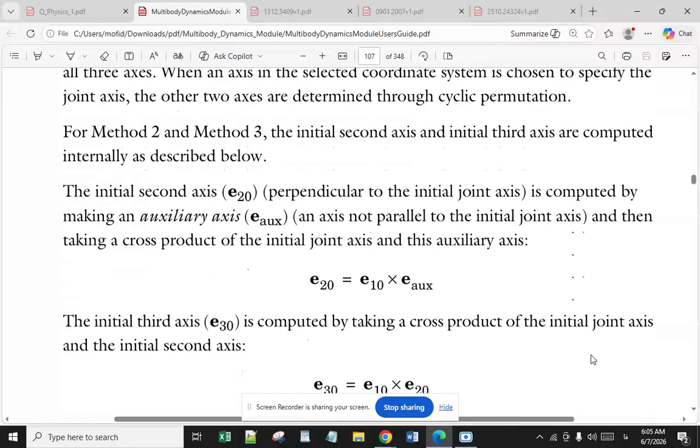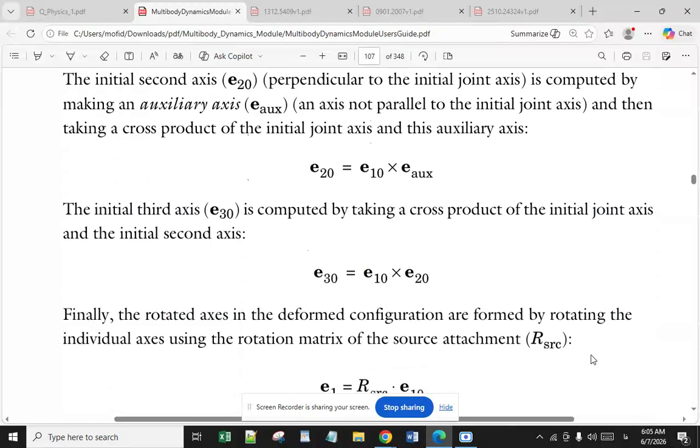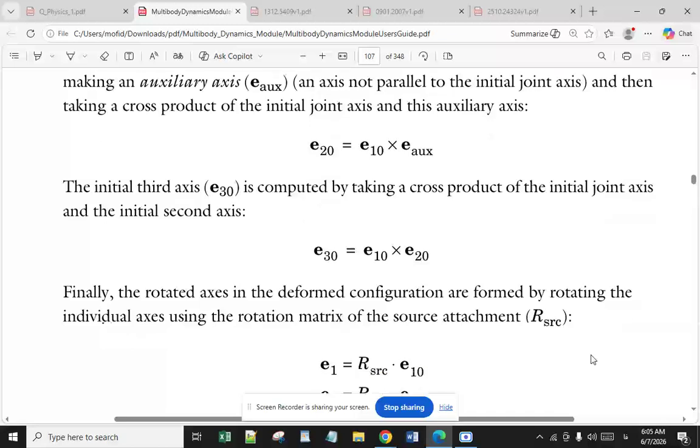The initial second axis E20, perpendicular to the initial joint axis, is computed by making an auxiliary axis, an axis not parallel to the initial joint axis, and then taking a cross product with the initial joint axis. With this auxiliary axis, the initial third axis is computed by taking a cross product of the initial joint axis and the initial second axis. E30 is equal to E10 multiplied by E20. Finally, the rotated axes in the deformed configuration are formed by rotating the individual axes using the rotation matrix of the source attachment.